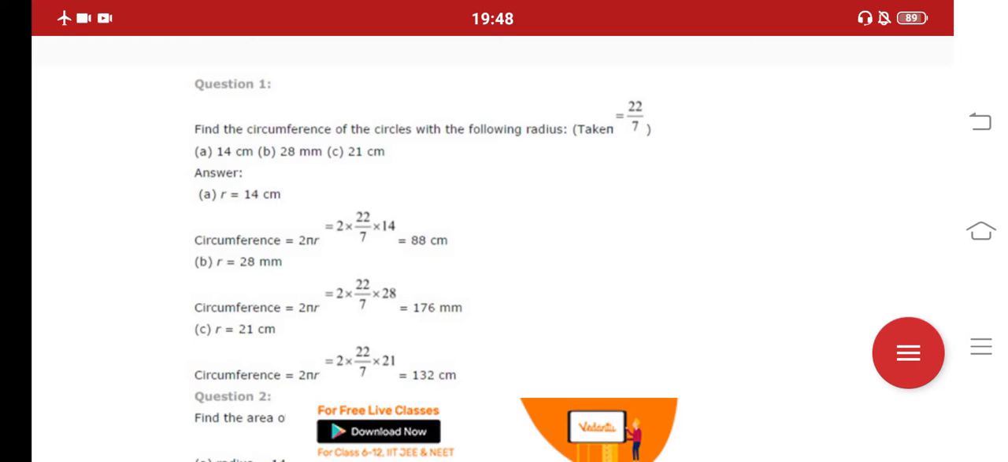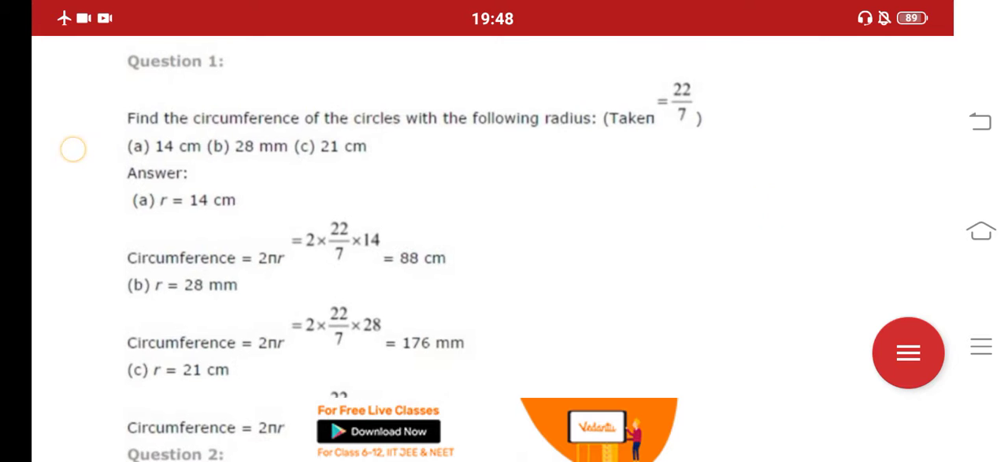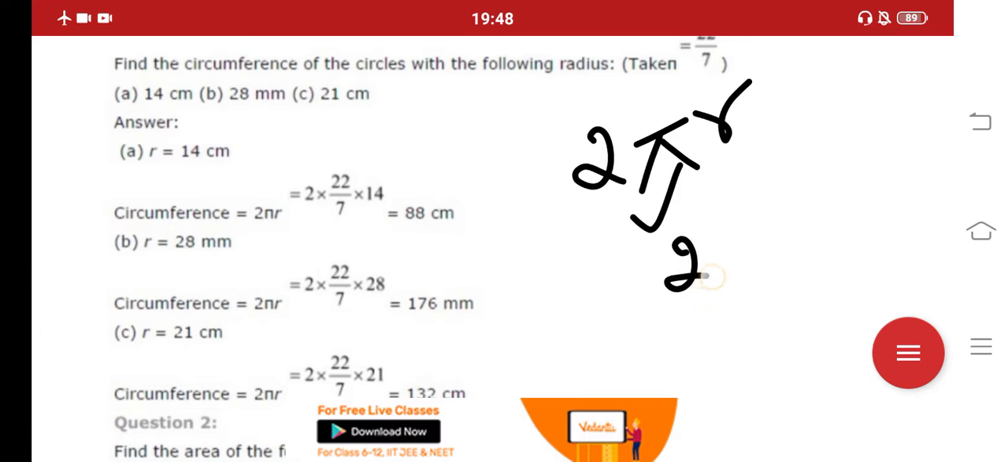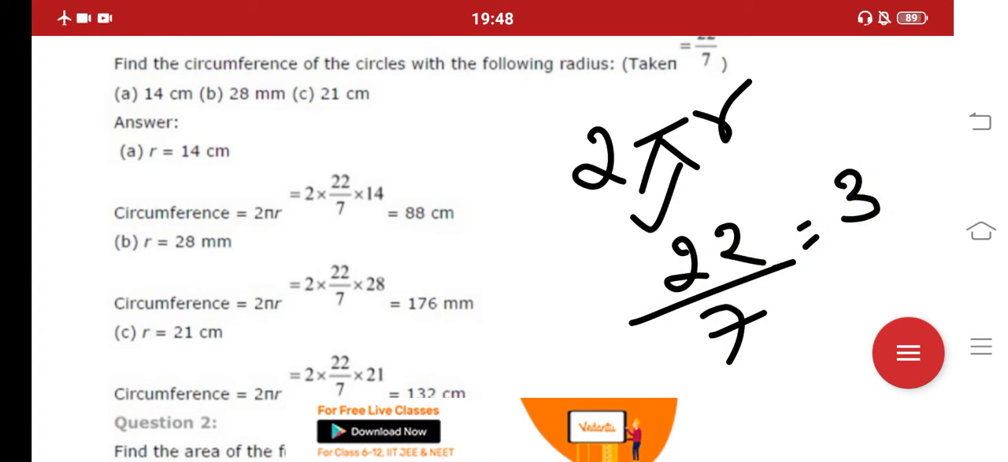Find the circumference of the circle with the following radius. So here the radius is given and we have to find the circumference. What is the formula for the circumference of any circle? That is 2 pi r, where pi is a known quantity, which means 22 by 7, and sometimes it is equal to 3.14. Okay, and r is the radius.